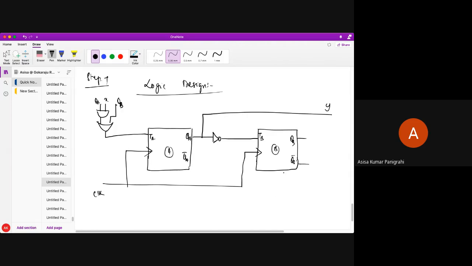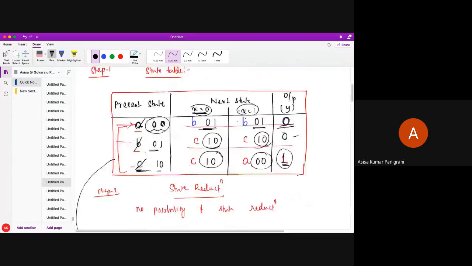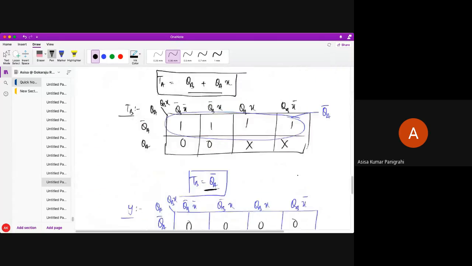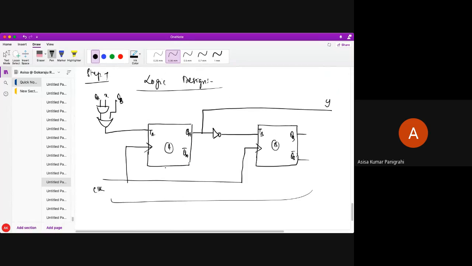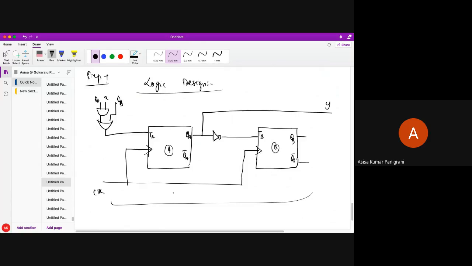Do you all understand? So this is my sequential logic circuit, which has been designed from the given state diagram. This is the state diagram for this particular logic circuit. Do you all understand? Or any doubts, students? Please let me know immediately, otherwise we'll go for the next one immediately. Any doubt?